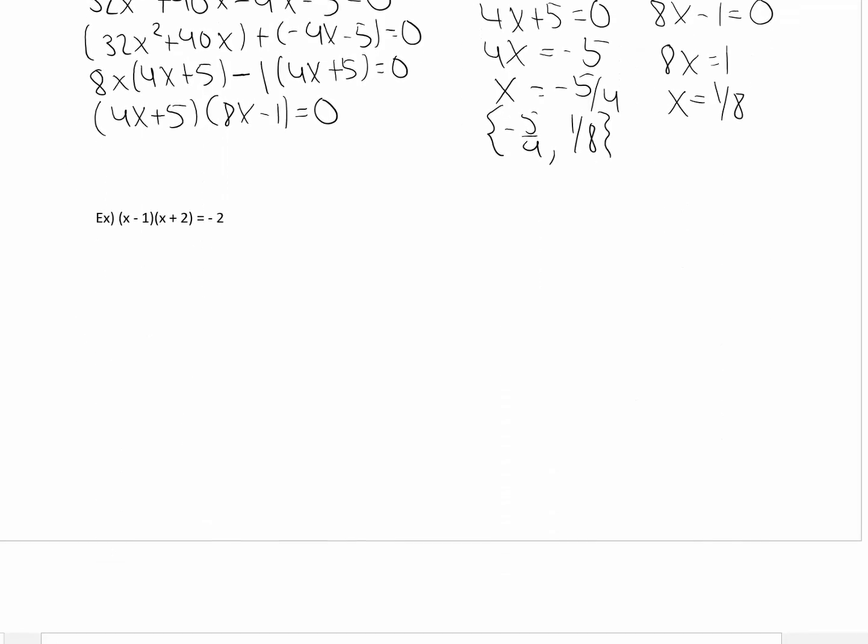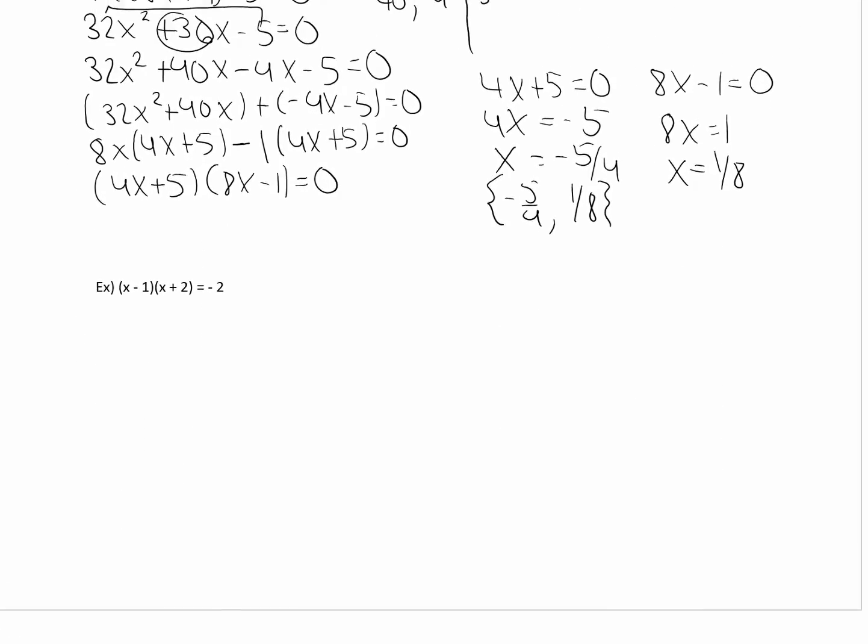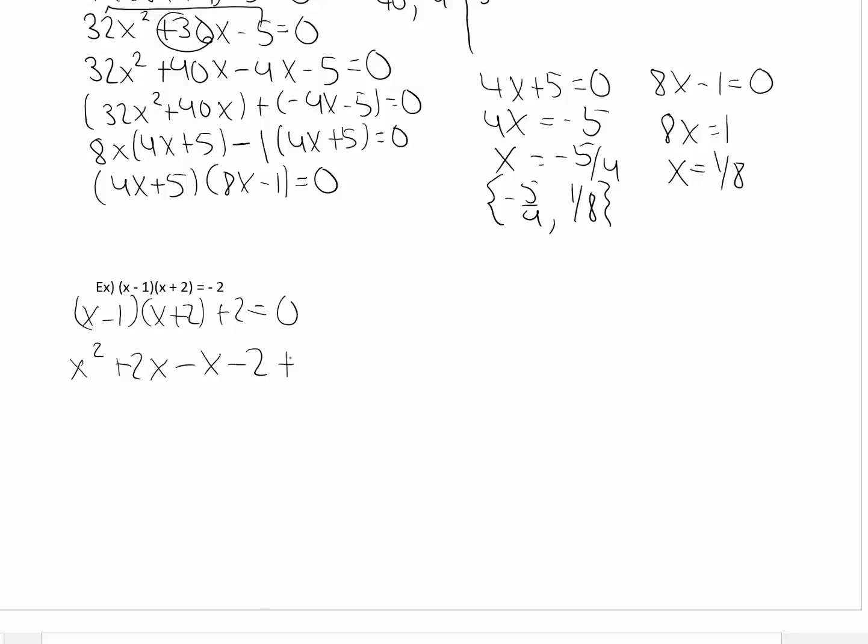Okay, last example I'm going to do here. So again, first thing I want to do is I want to set this equal to 0. So I'm going to add the 2. And now I'm going to take this binomial and multiply by this binomial. So I'll use the FOIL method. First term's x squared, outer is a positive 2x, inner is negative x, and the last is minus 2. Don't forget the plus 2 is equal to 0.